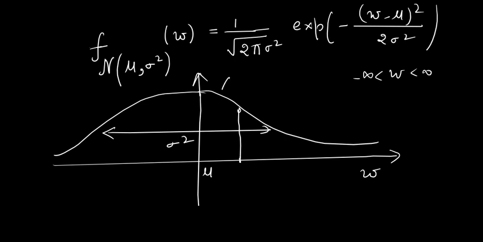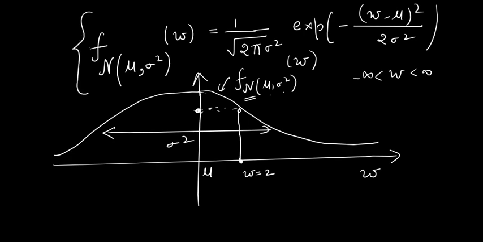This is the PDF. What is the PDF? Of a normal or Gaussian distribution with mean mu and variance sigma square evaluated at W, you have to apply this formula. If W is 2, for example, you can put W equal to 2 here and you will get some value. You can see what the probability density function is, evaluated at this point. Are we clear? Yes or no?